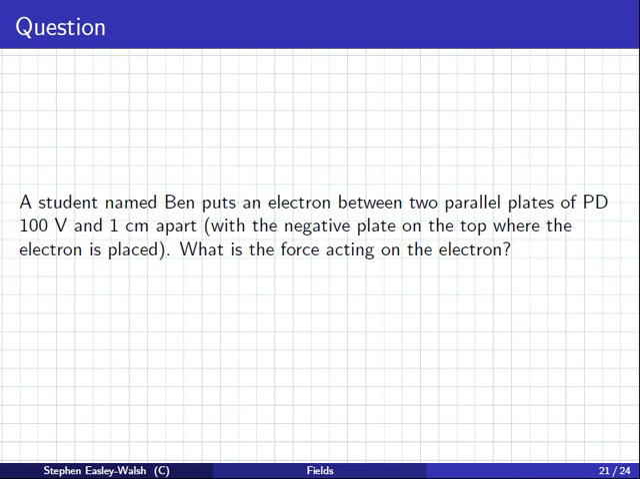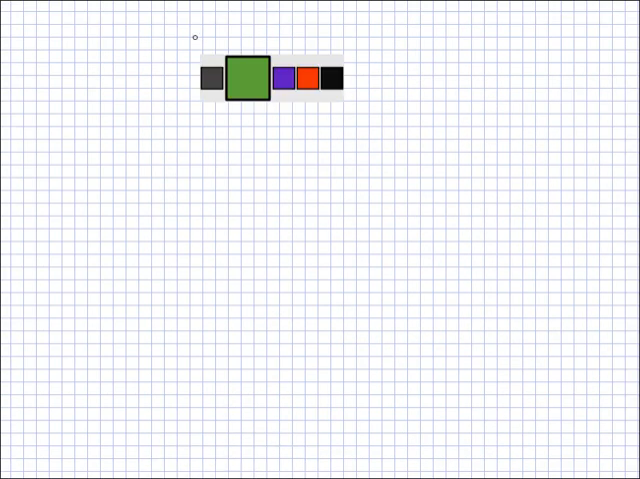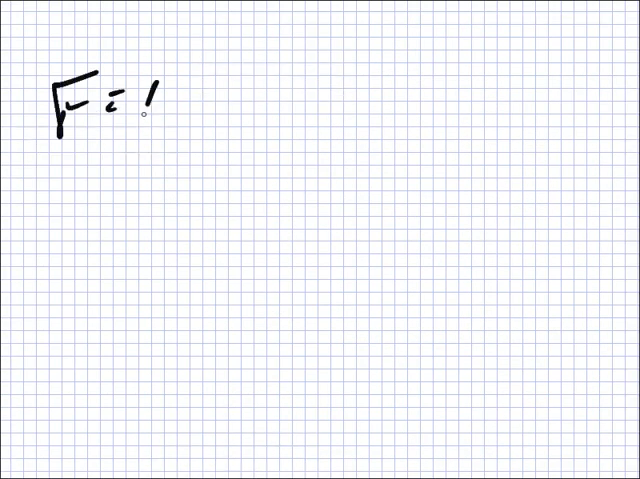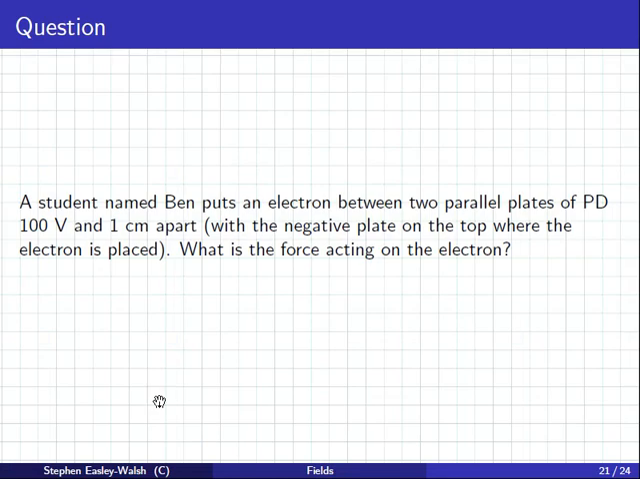I don't know why I gave the student the name. A student named Ben puts an electron between two parallel plates of voltage 100 volts and 1 centimeter apart. What is the force acting on the electron? So I basically want you to use these two formulas: F equals EQ and E equals V over D. And I want the force from the electric field. Okay? So I'll give you a minute. It shouldn't take you too long.